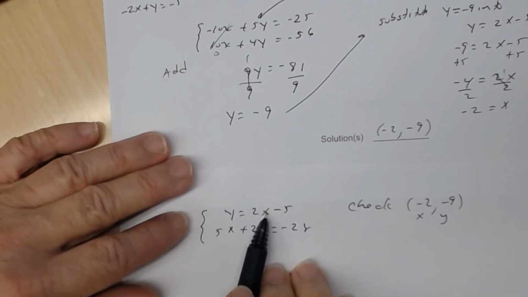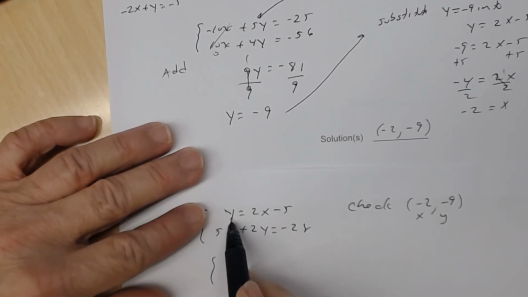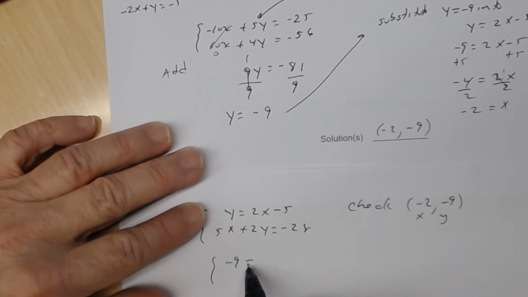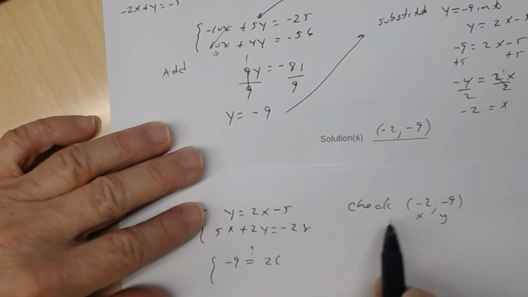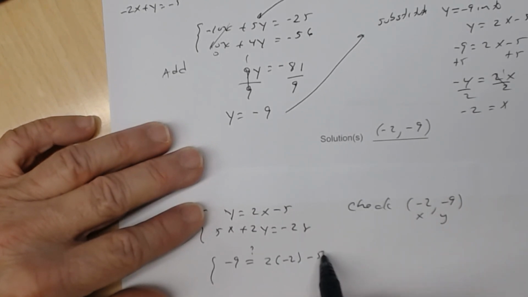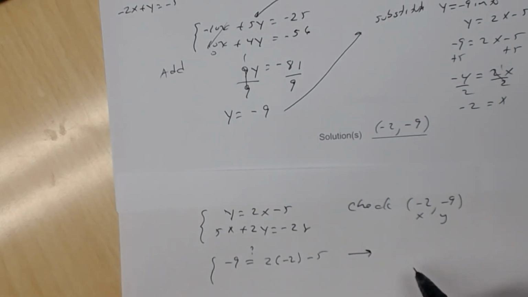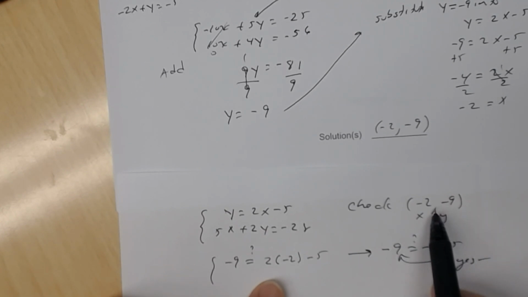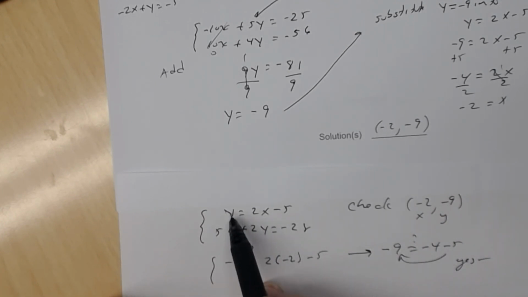So let's go to the first equation. So y, which is negative 9, and you want to see if that's going to equal 2 times x, which is negative 2, minus 5. So if you look at this, this becomes negative 9, and you want to see if that's going to equal negative 4 and a negative 5, and the answer is yes. So that solution satisfies this equation.